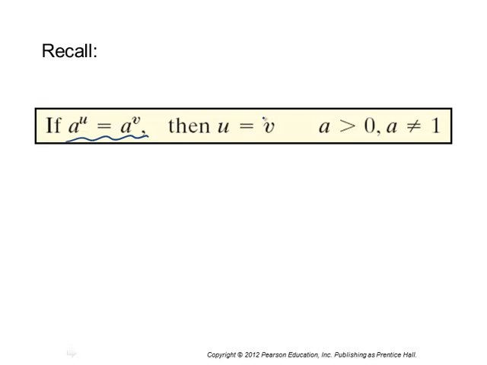So we're going to use this fact in order for us to solve the exponential equation. Now, again, we're assuming that the base is positive and not equal to 1. Because it doesn't make sense to have an exponential function with base 1, because 1 raised to any power is equal to 1.